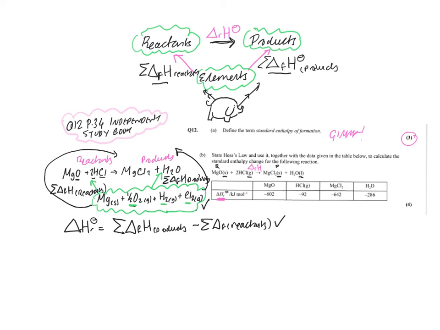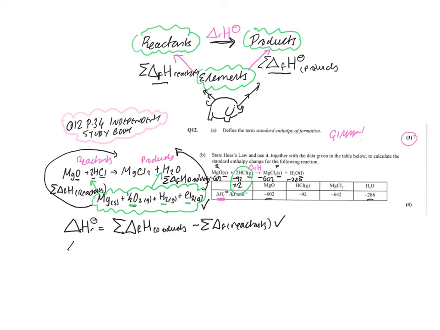So now let's put our data in. Well, the products is magnesium chloride, so I'm going to write minus 642 there. And we've also got water, which is minus 286. And magnesium oxide is minus 602. And hydrogen chloride is minus 92. But we are reacting 2 moles of HCl, so we need to times that by 2. And we're forming 1 mole of water, so that's fine. So don't forget that this value here, the enthalpy of formation of hydrogen chloride, has to be times by 2.